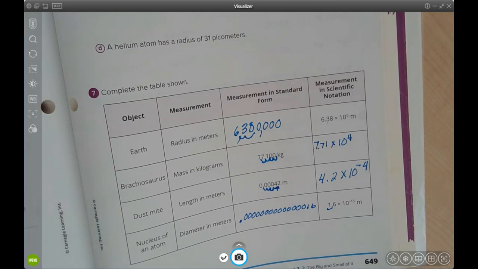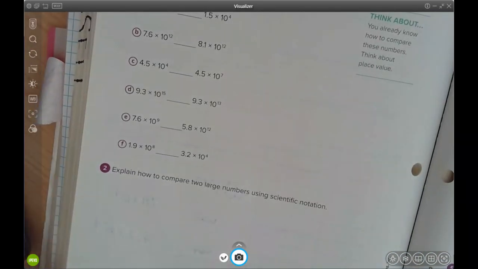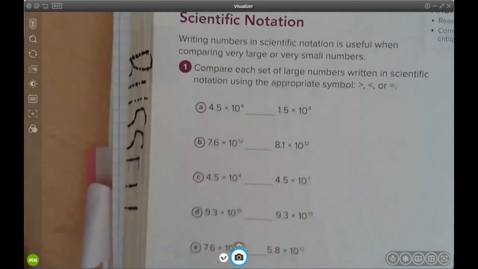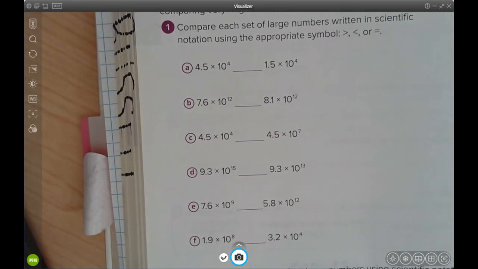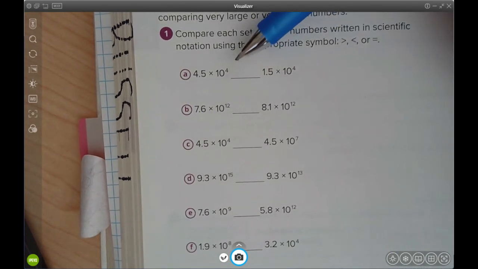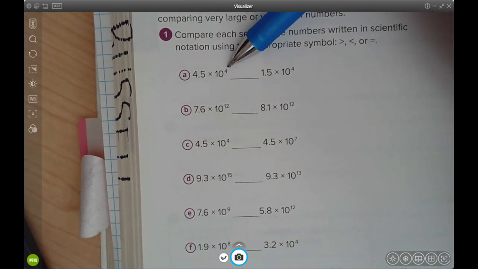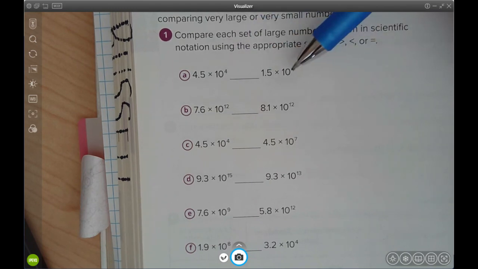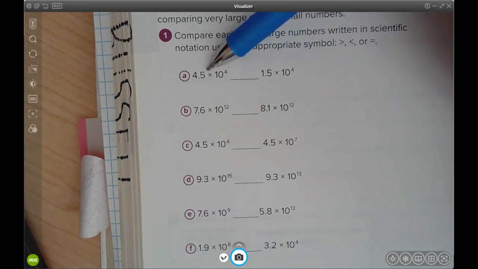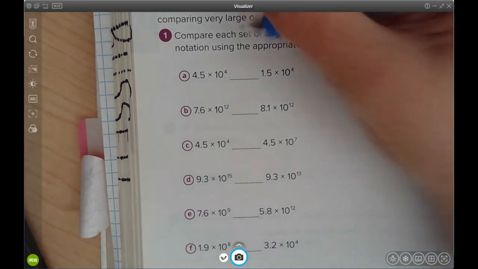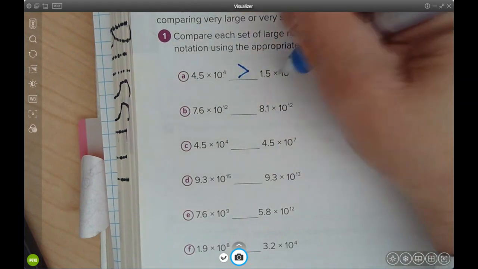Okay, so I said I was going to teach you how to compare numbers when they're written in scientific notation, and I think that's right on the next page. Yeah, it is. So when we compare numbers in scientific notation, we're going to look first at the exponent. If the exponent is the same, which in this case it is, then you compare the two numbers. Which one's smaller? So the 1.5 is smaller, so my arrow points at my smaller number.